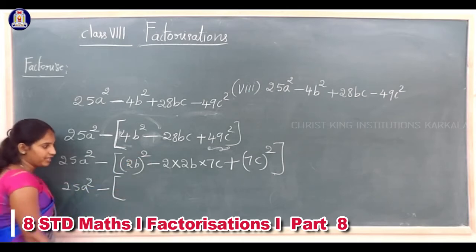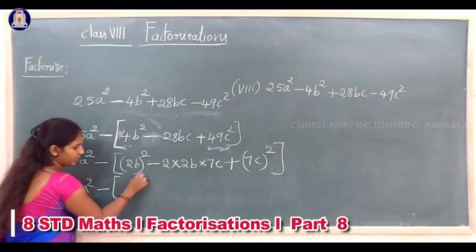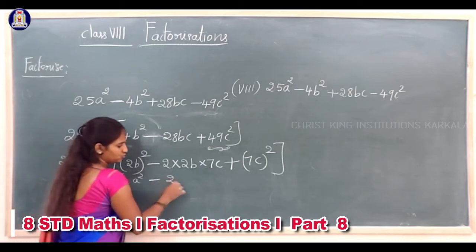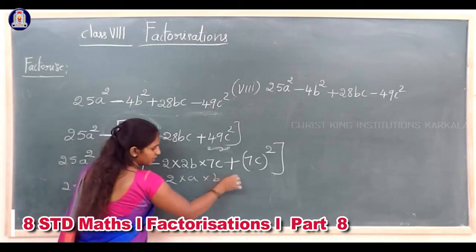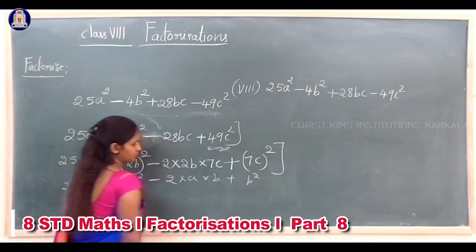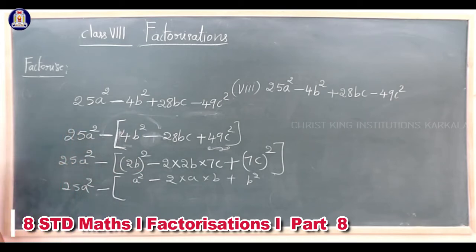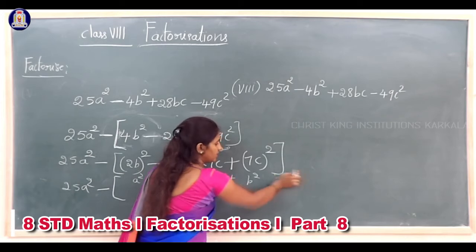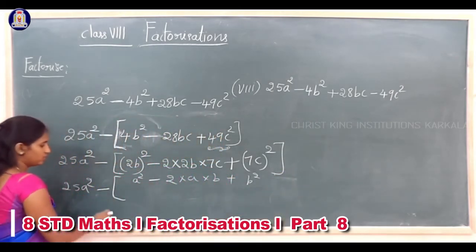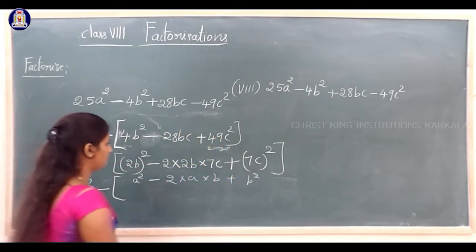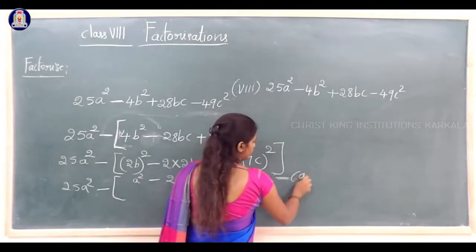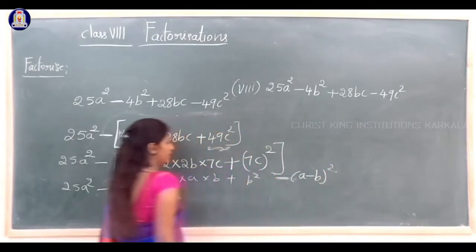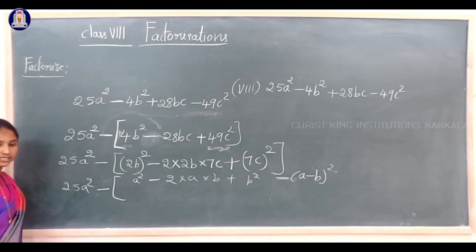2b square a square. This is of the form a square minus 2 into a into b plus b square. So this is the second identity. What is the second identity? That is a minus b the whole square. So if you want to write in the form of a minus b whole square, here what is a?